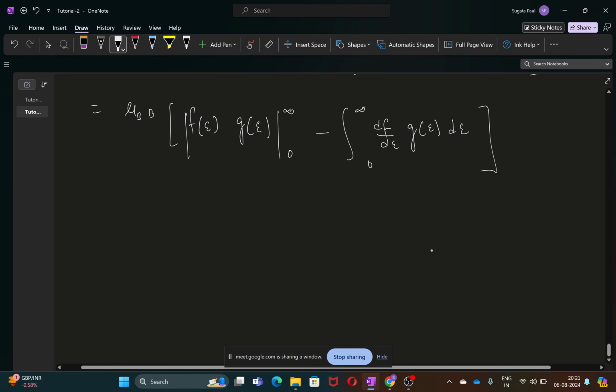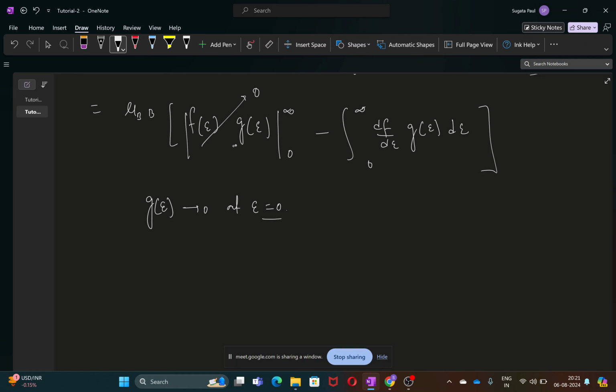Now the simplification gives you that the first term will go to 0. Why 0? Because your electron density of state g goes to 0 at the lower limit E equal to 0. At 0 energy there is no density of state present. So that is why at 0 energy you get g equal to 0, and that is why the whole product at the lower limit goes to 0.